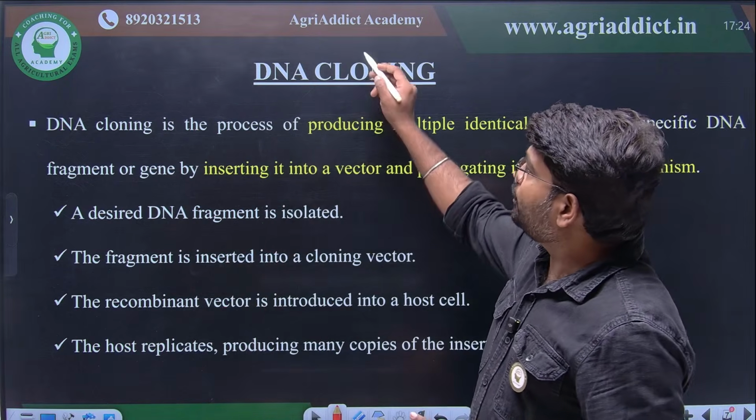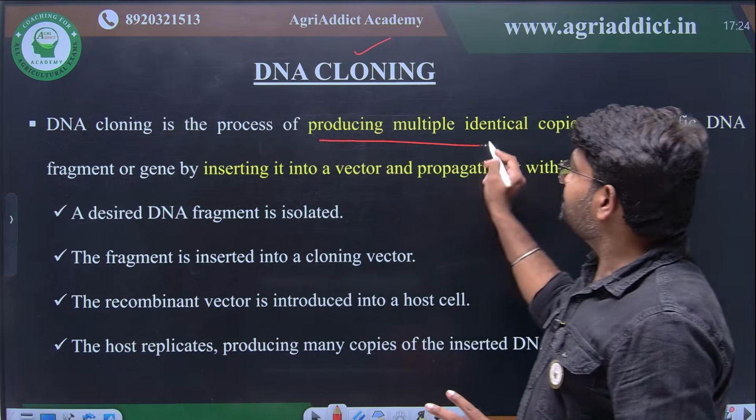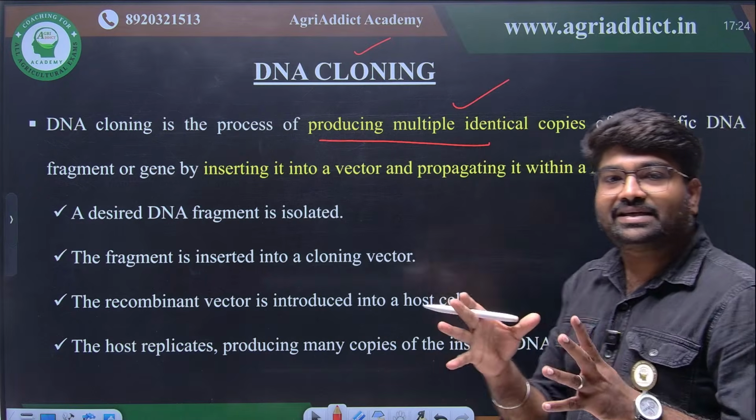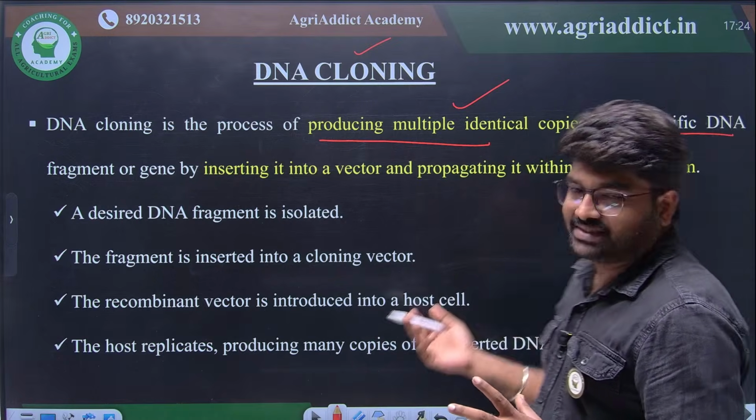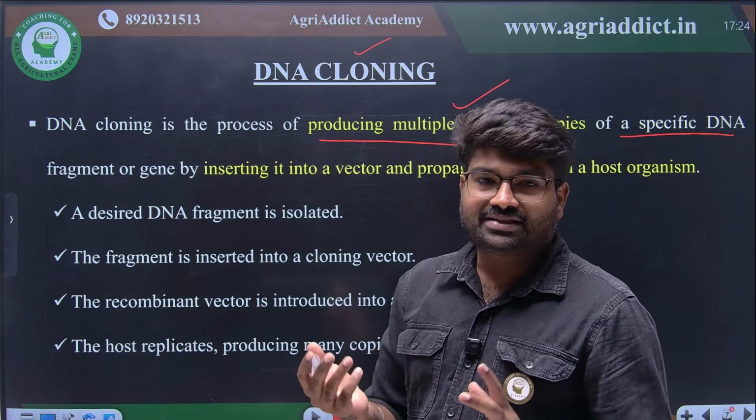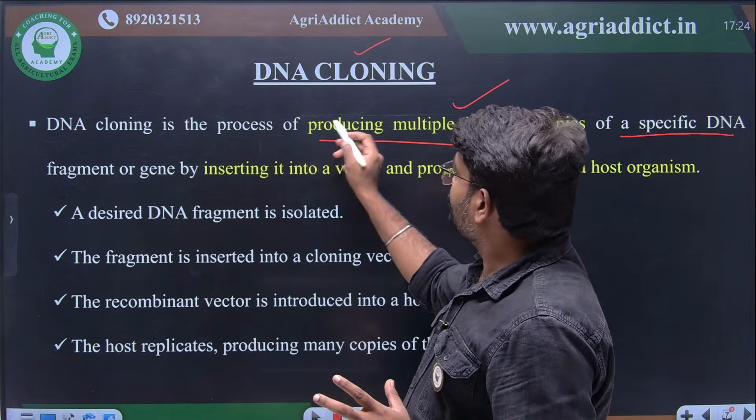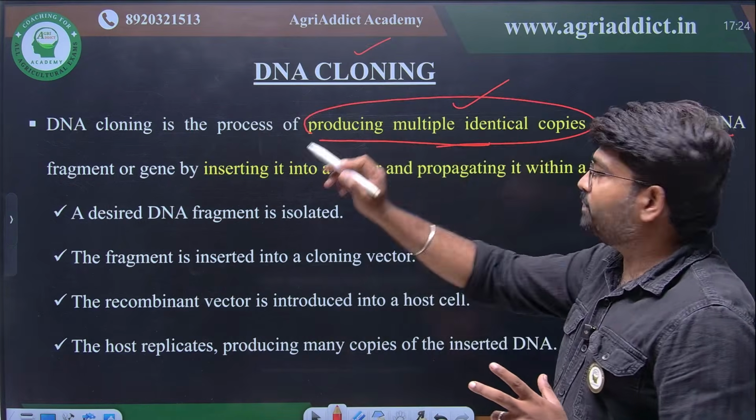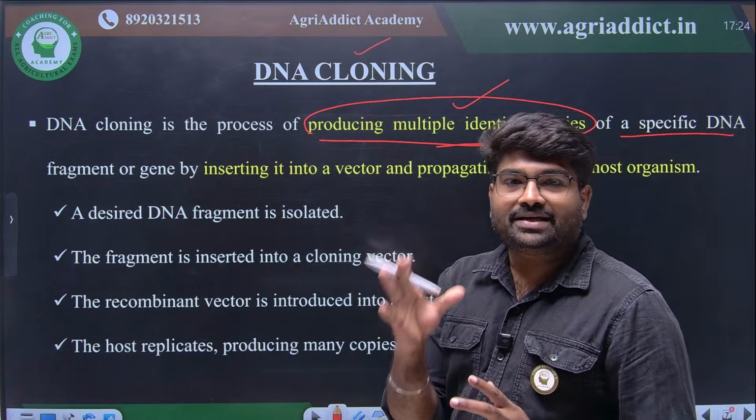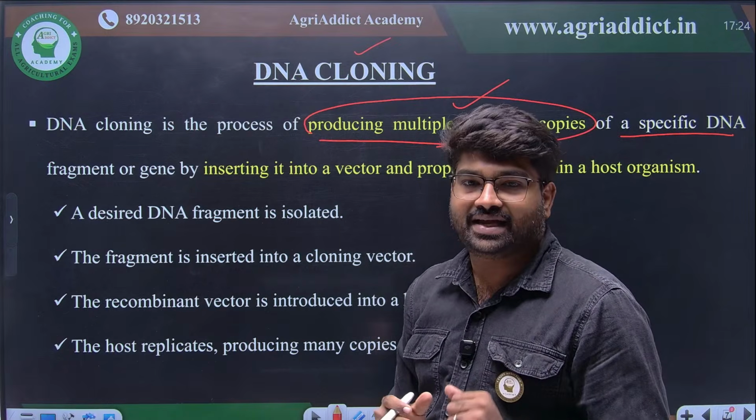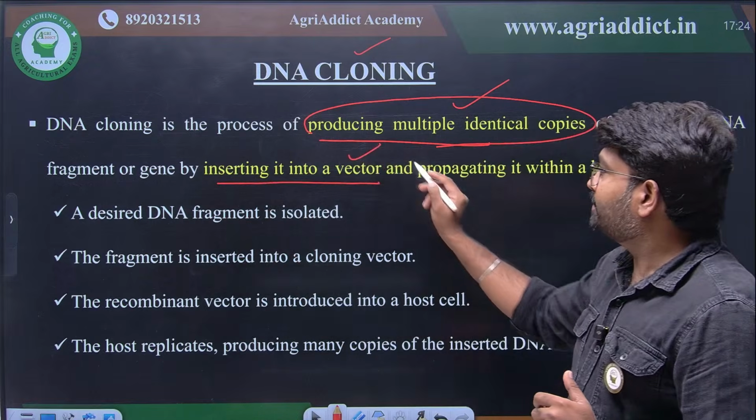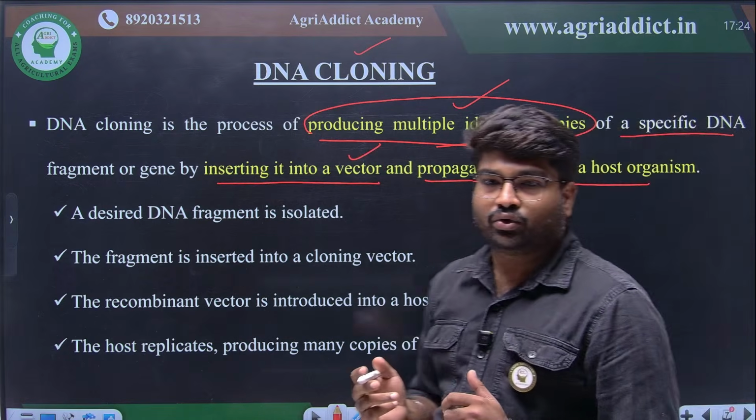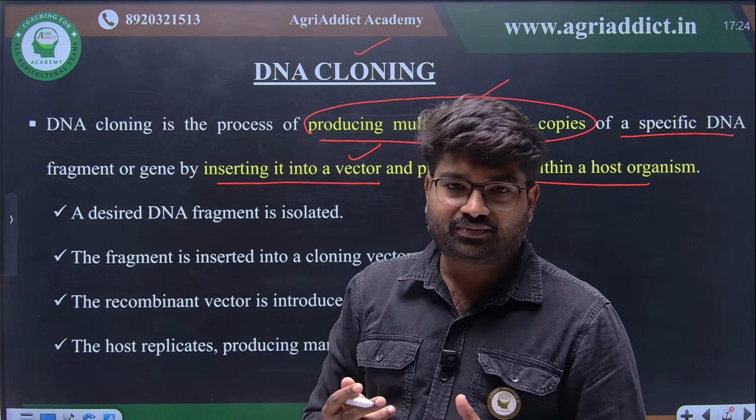Okay. DNA cloning means what? It's a process of producing multiple identical copies of a specific DNA sequence. This we know. Cloning means producing multiple identical copies of a specific DNA sequence. How? By inserting it into a vector and propagating within a host organism. This we have already seen.